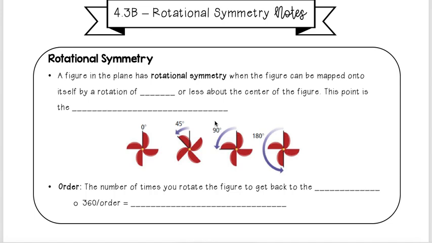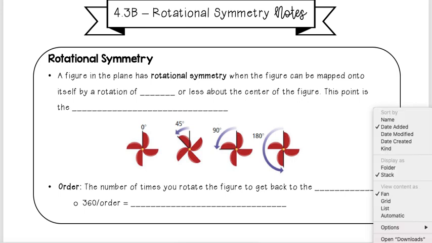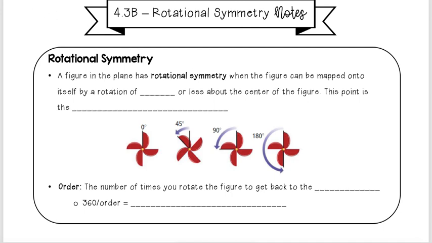Hello everyone. So today we're going to be talking about rotational symmetry. A figure in the plane has rotational symmetry when the figure can be mapped onto itself by a rotation of 180 degrees or less about the center of the figure. And this point is the center of symmetry.